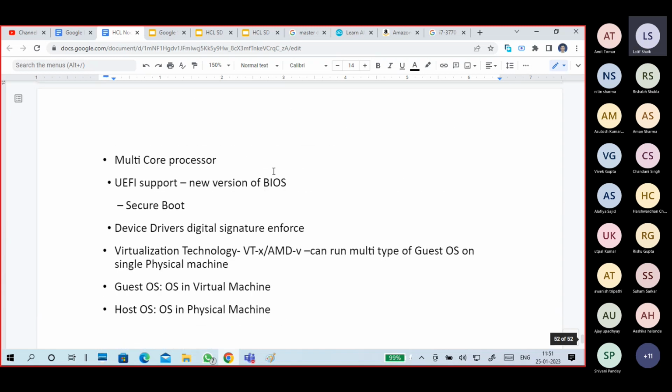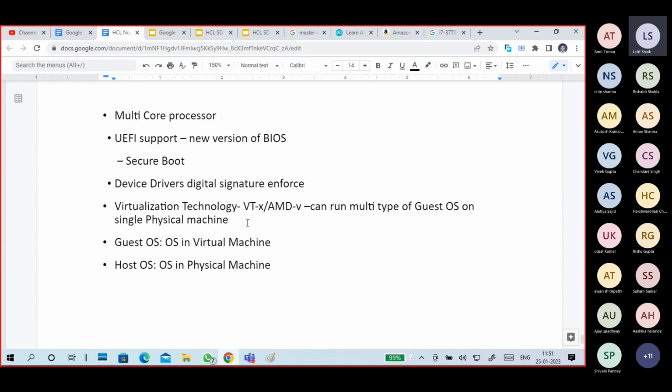Just for example, guys. Multi-core processing, UEFI support is there. Driver digital signature enforcement is there. We can run multiple virtual machines in a single physical machine using virtualization technologies. The OS running on your physical machine is called the host OS. The OS running in the virtual machine is called the guest OS.